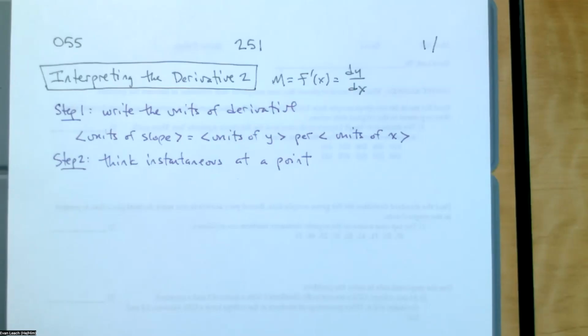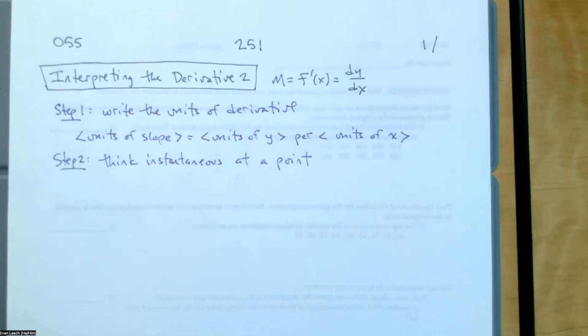If you recall, yesterday we were interpreting the derivative, and our interpretation of the derivative was tied to our interpretation of slope, because the derivative is telling us the slope. So the way we interpret the derivative is going to be the same as the way we interpreted slope. So the first step is to write down the units of the slope or the units of the derivative. And the units of the slope are right there in the title.